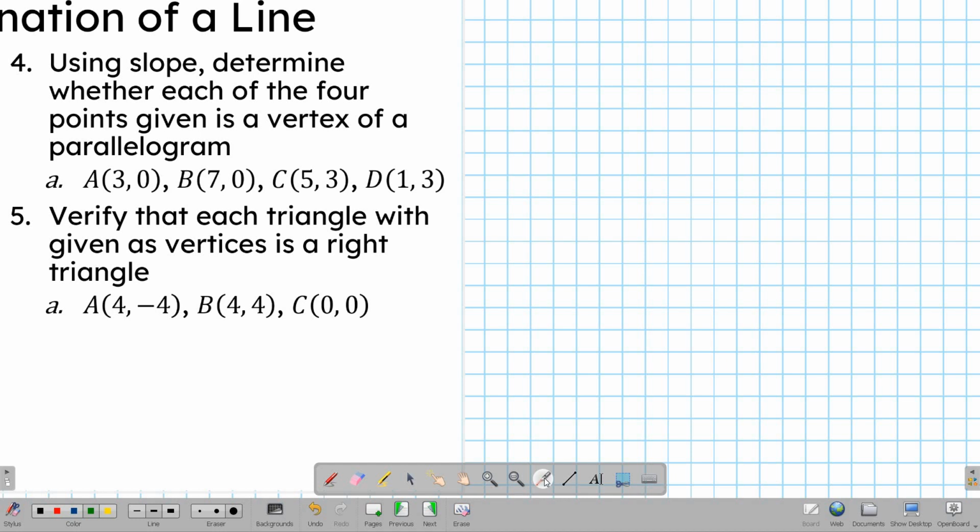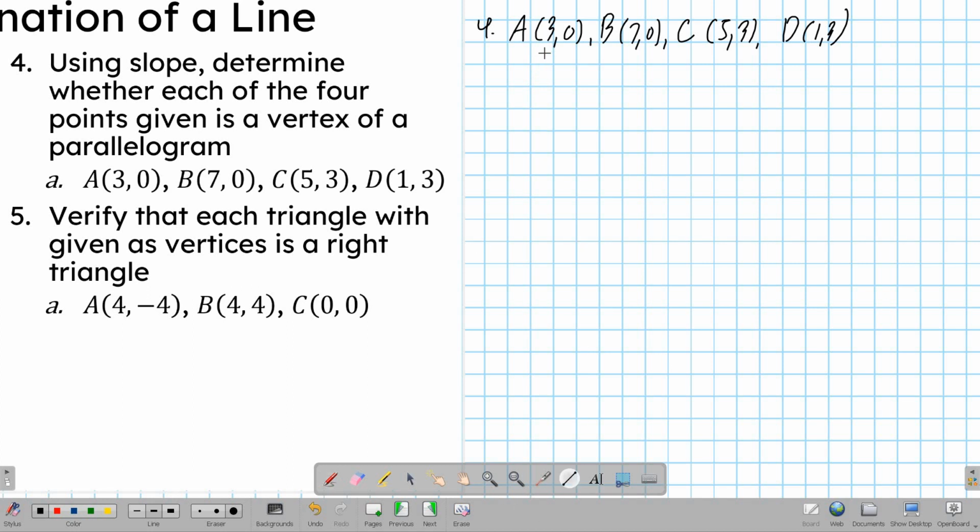Now, let's go into a little bit more difficult problems involving slopes. In number 4, we're asked to use slope to determine whether the 4 points given are vertices of a parallelogram. We're given point A at 3, 0, B at 7, 0, C at 5, 3, and D at 1, 3. You can try to graph to see the arrangement, but usually it's A, B, C, D in that specific order that gives the shape of our parallelogram.